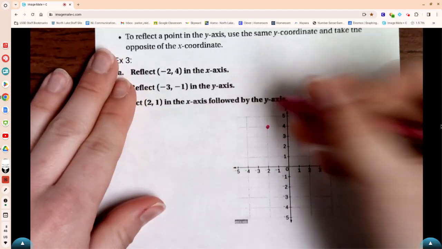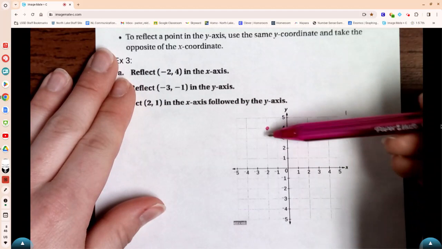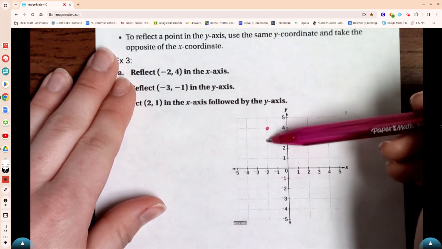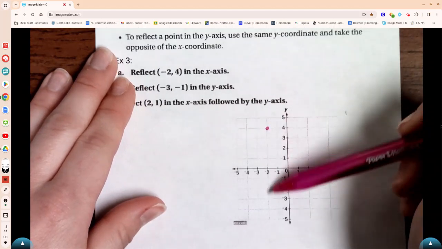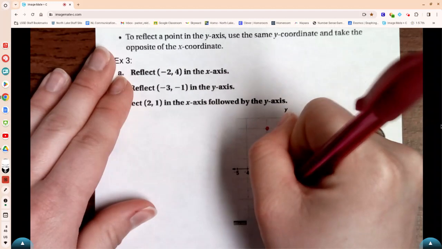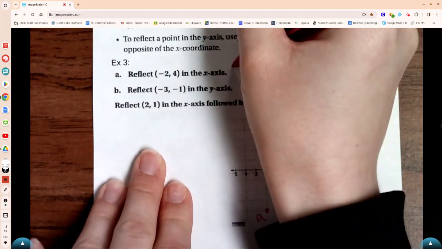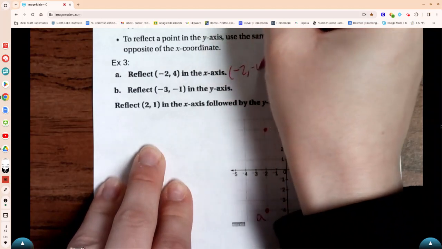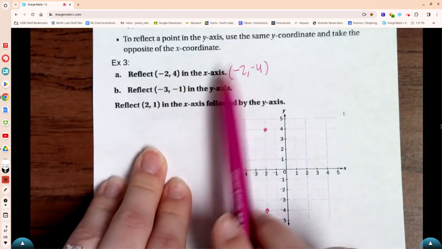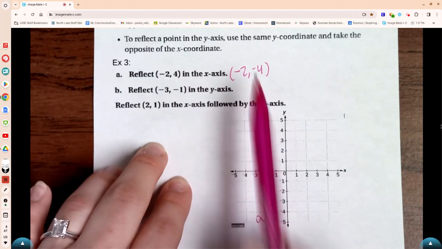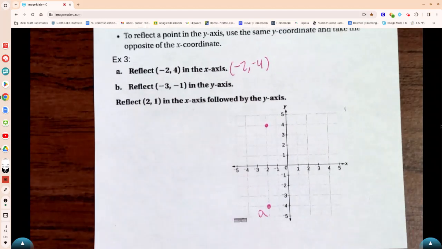Yeah, because it's going to stay on this -2. It's not going to move in the x direction at all, but it's going to go up from +4 down to -4. That would be where the reflected point for part A would be. Its coordinates are -2, -4. Look how x stayed the same, but y became its opposite, because when we reflect over the x-axis, x stays the same. It's the y that becomes its opposite.